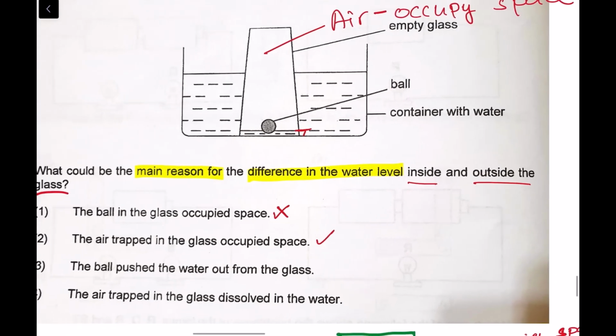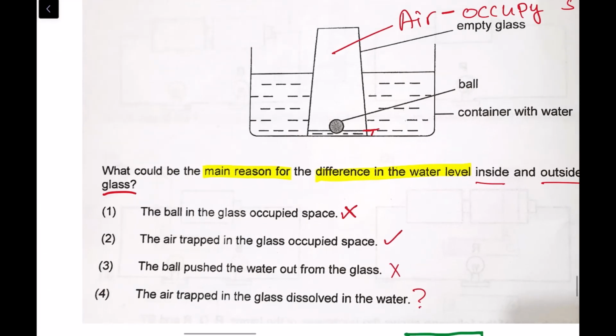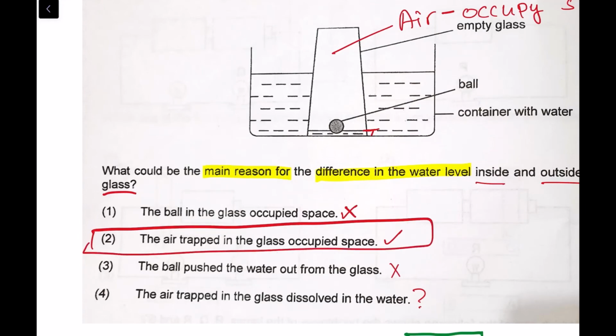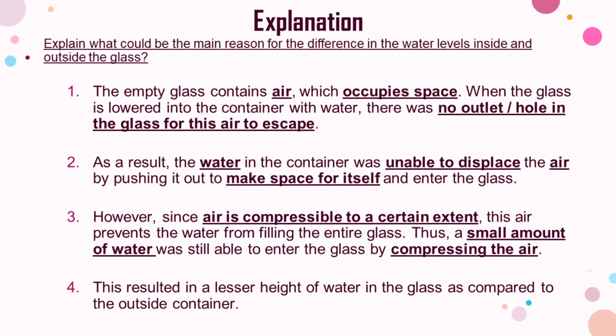The third option, the ball pushed the water out of the glass. No. And the fourth one is that air trapped in the glass dissolved in water. Since the question doesn't say it, we can't assume anything. So the most reliable answer would be 2. So this would be the explanation for this question.